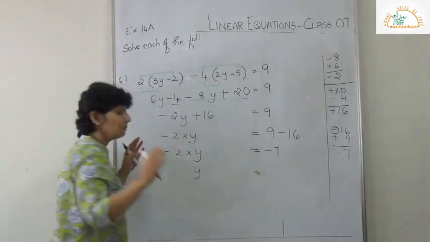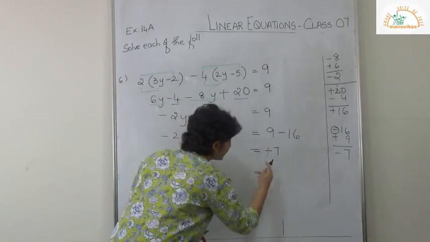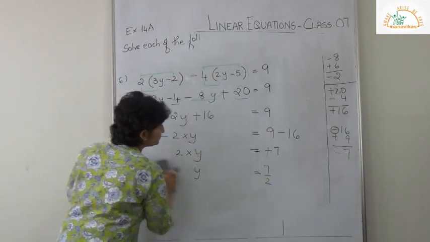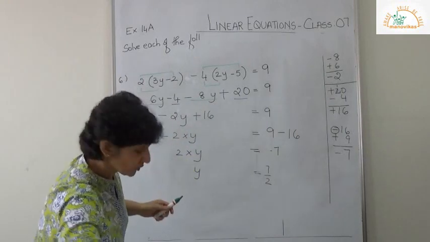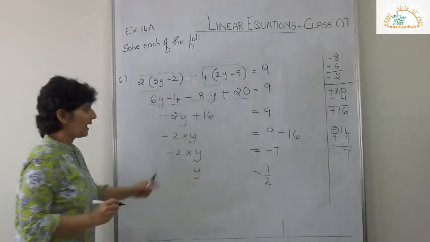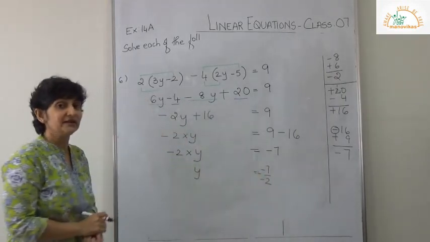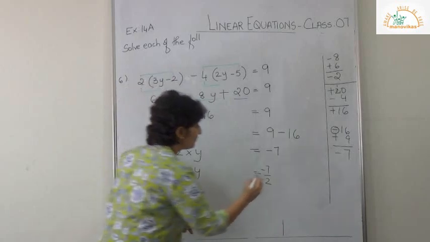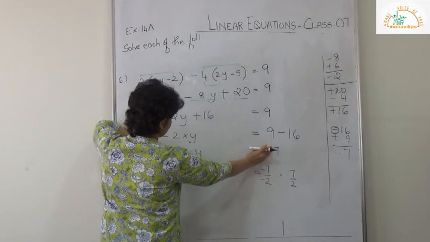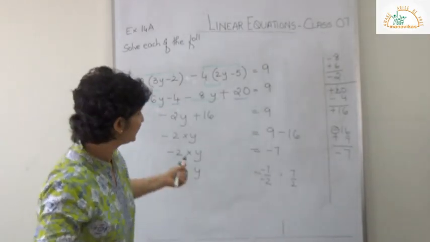Now, y is equal to, children, there are two ways of understanding. Minus and minus makes it plus. So you can just cancel it off and write it as 7 upon 2. You can do it this way, or you have minus 2y and minus 7. So y is equal to minus 7 upon minus 2. Minus and minus makes it plus. So you will write it as 7 upon 2. Or just look at this and cancel here. Minus and minus makes it plus. I hope you have understood. Let's move on to the next sum.